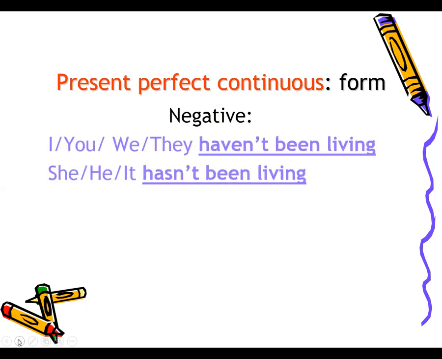Now, in order to make it negative: I, you, we, they haven't, have not been living. So, not will be added between have and been. The same is the case with she, he, it hasn't been living. Again, not is added between has and been. And again, let me remind you that with singulars we use has, with plural, or I, you, we, they, we use have.